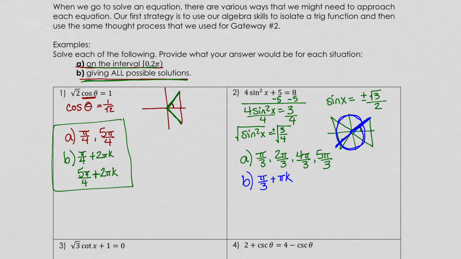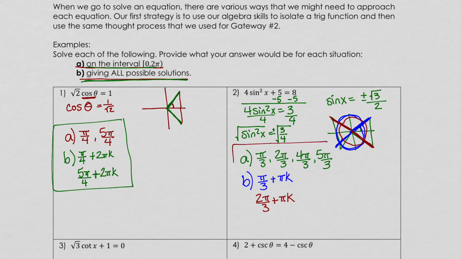And then, sorry, I'm going to change colors here. If I do the quadrant 2 and add pi, I get the one in quadrant 4. And I can add pi again and again and again. So that gives me 2 pi over 3 plus pi k.